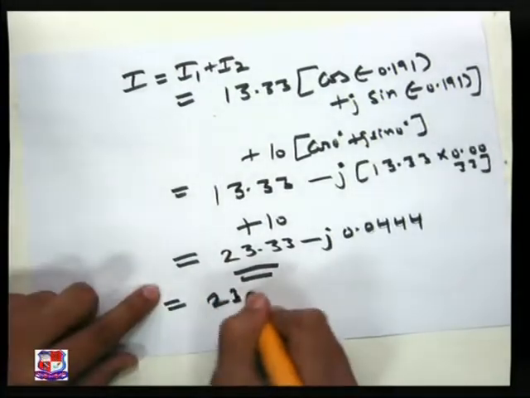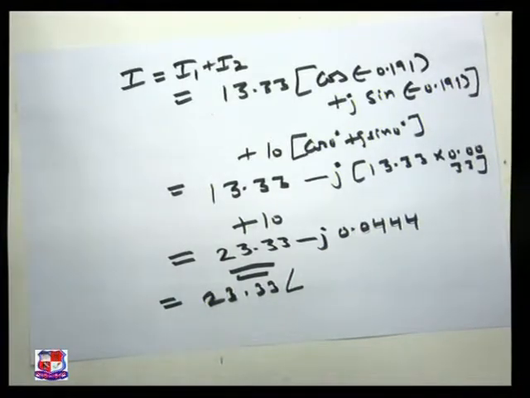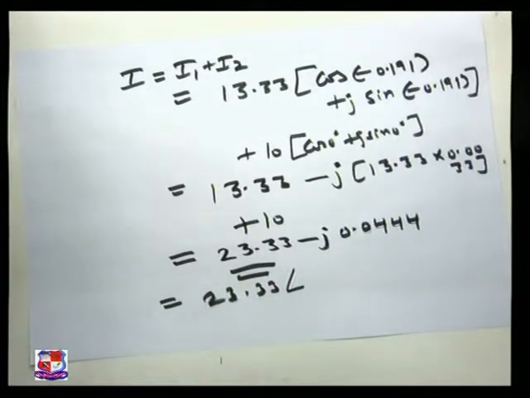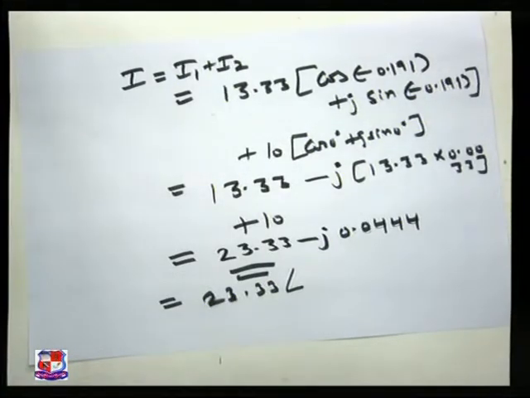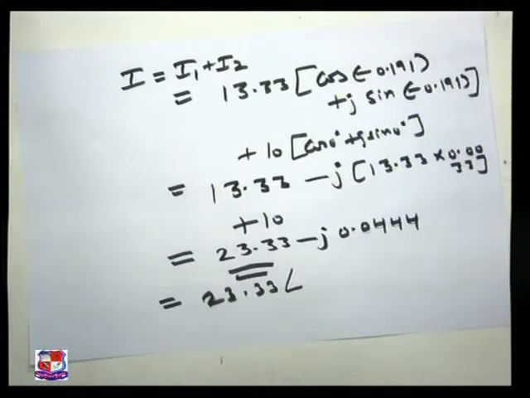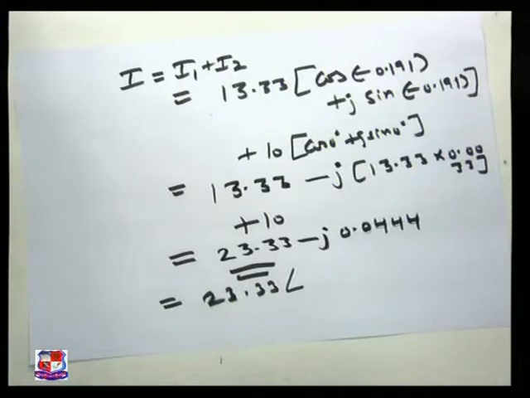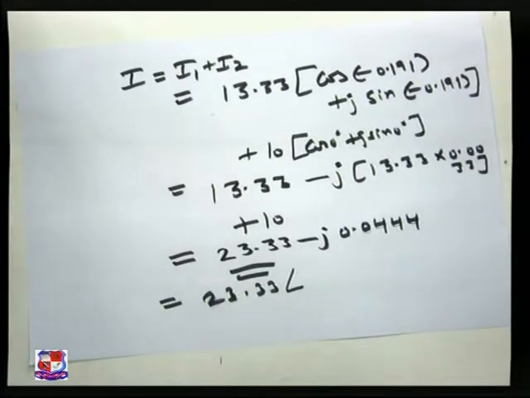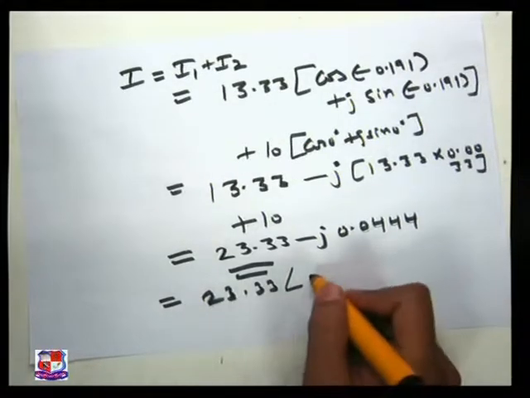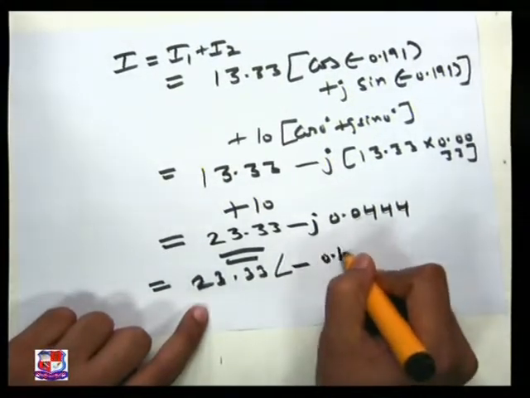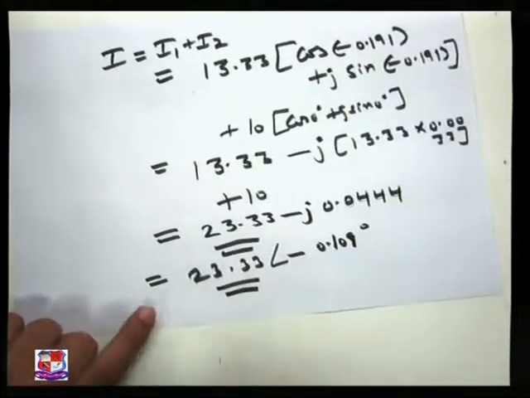Magnitude will be 23.33 only, and phase will be, because it's a negative sign, tan inverse of b by a. B is negative, so we will get this, and then for the second function, the phase will be negative 0.109 degree. So this will be the total current.